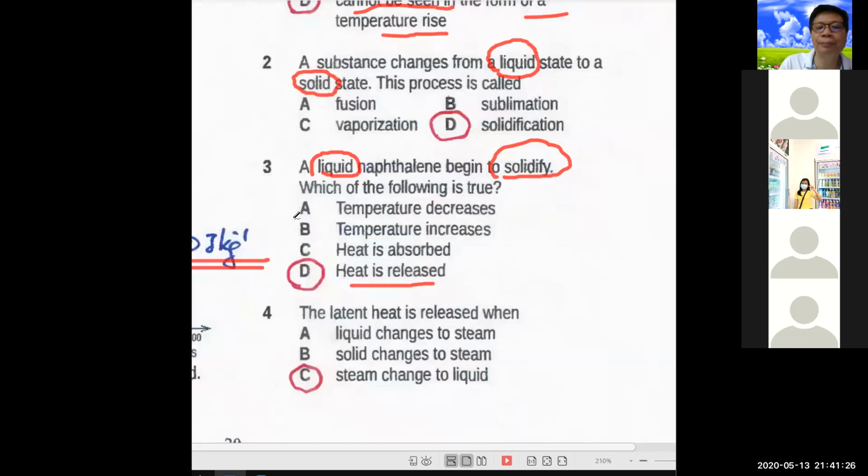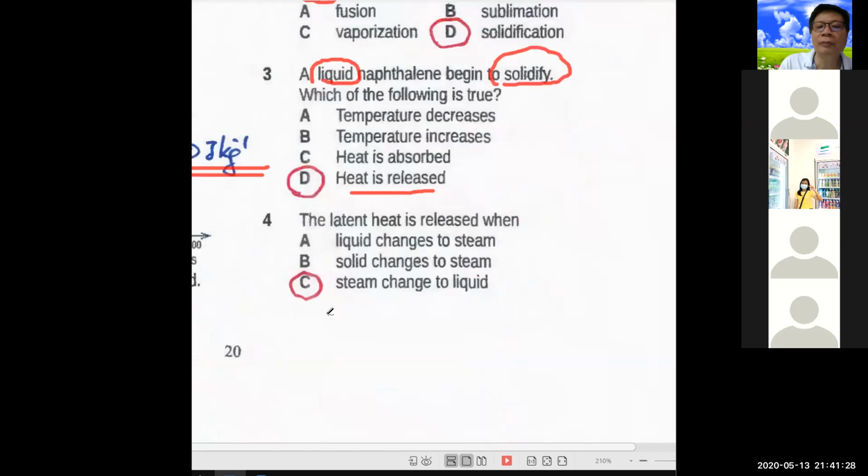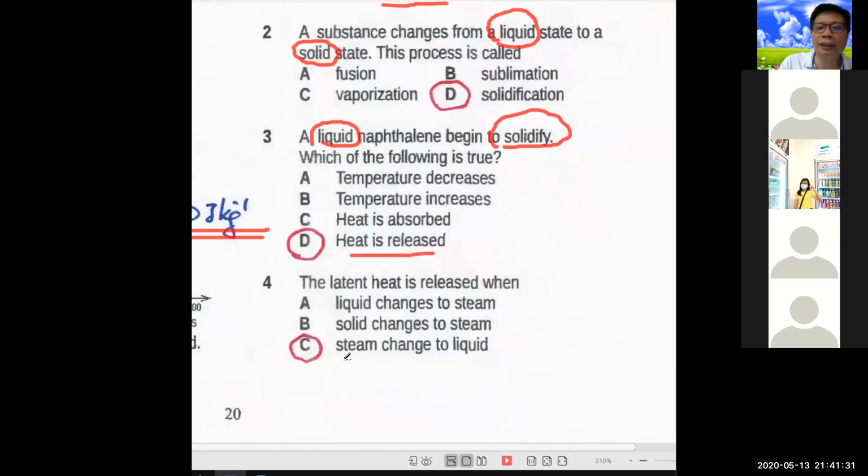Okay, and number 4. Latent heat is released during steam changing to liquid. It is the reverse process, from steam to liquid. This releases latent heat, the latent heat of vaporization is released here. You see, when liquid changes to steam, it absorbs heat. Solid changing to steam, sublimation, also absorbs heat. Then you can understand all of these.